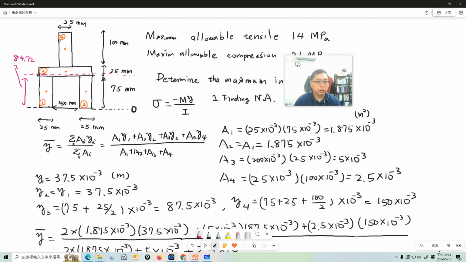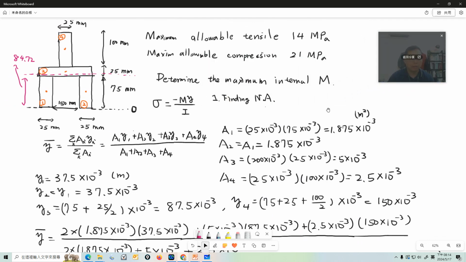This problem wants to determine a maximum internal moment, if we give you the maximum allowable tensile stress and the maximum allowable compression stress for the beam. So first of all, our calculation procedure is that you need to find the neutral axis of the cross section. You have to do it, because this is not symmetric.